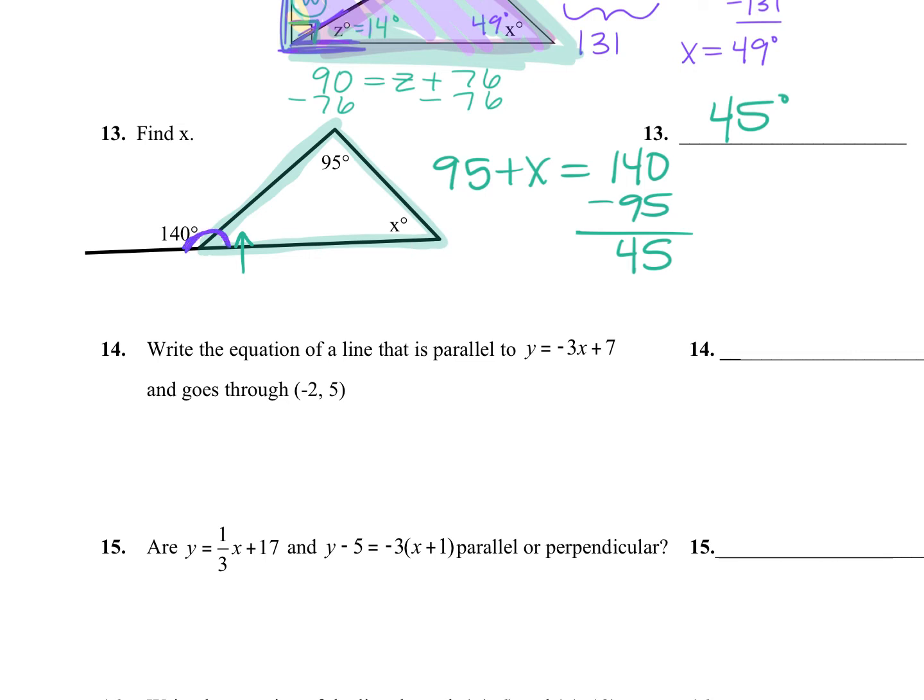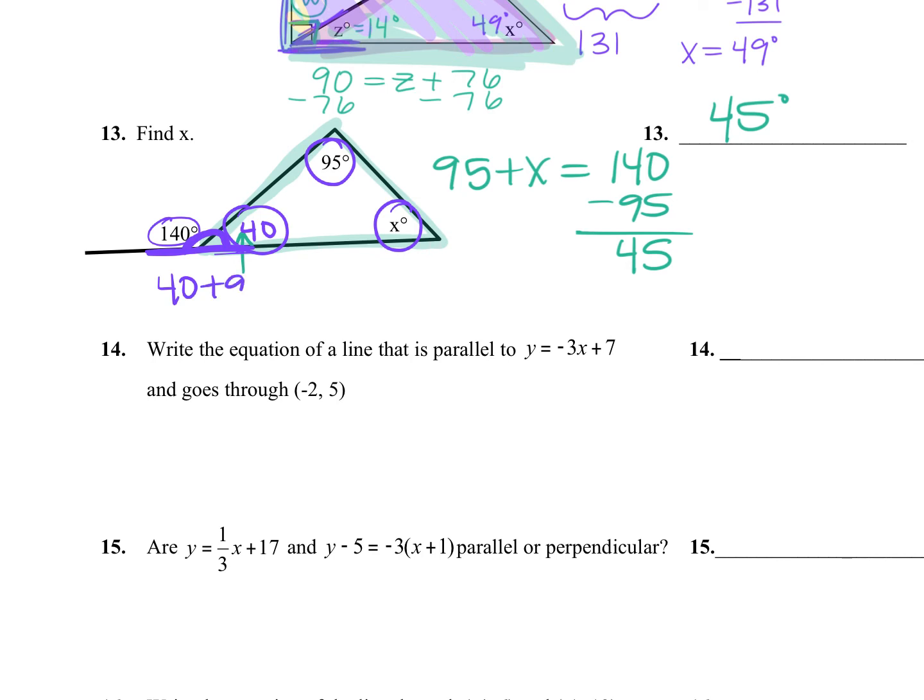140 plus X equals 180. That's not X, but plus that missing angle, right? So this is a linear pair. If this one's 140, then this has to be 40 to add up to 180, right? So you could always find that angle and then do the 3 angles of a triangle.